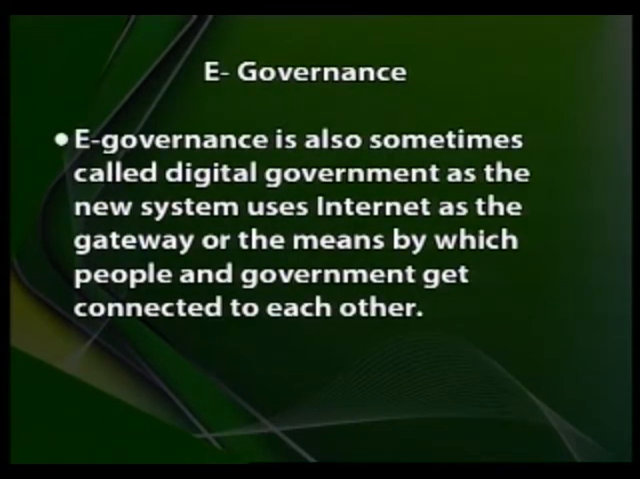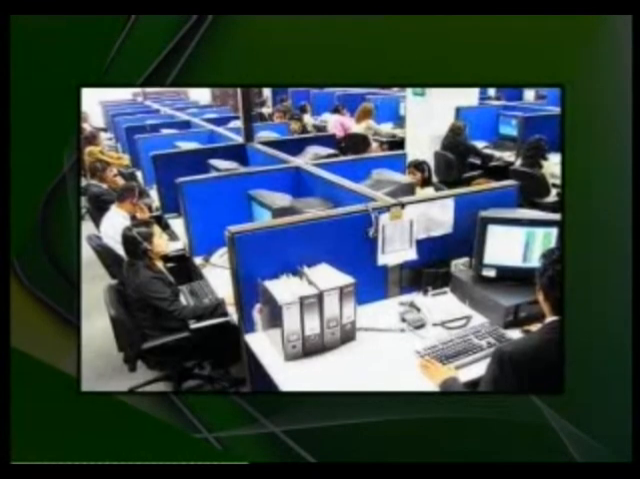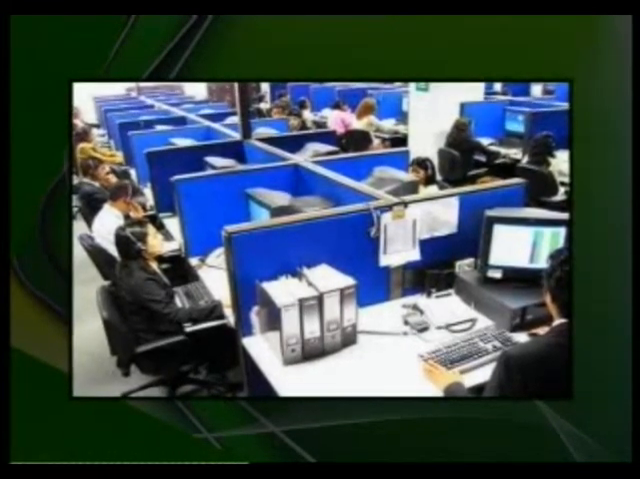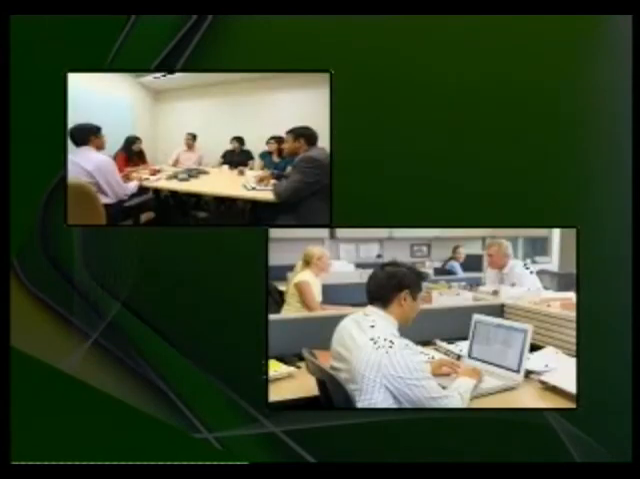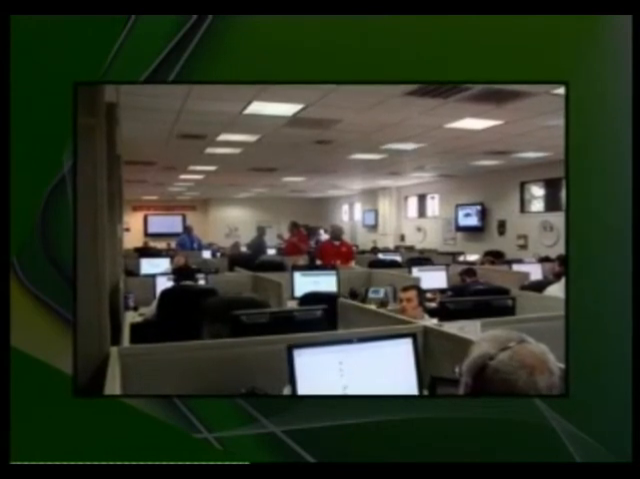E-governance is also sometimes called digital governance, as the new system uses the internet as a gateway or the means by which people and government get connected to each other. The important aspect is ICT is dominating us. Information communication technology, computer and internet, these are dominant, and we can identify them everywhere. Even in cell phones we are using the internet. So how can we use this information communication technology for the functioning of governance systems?